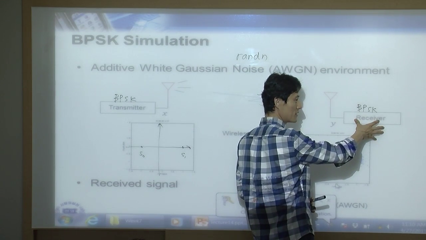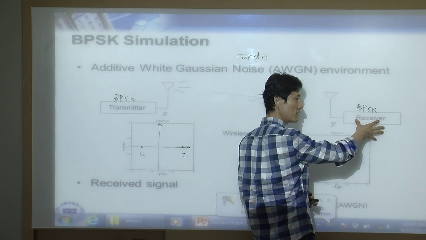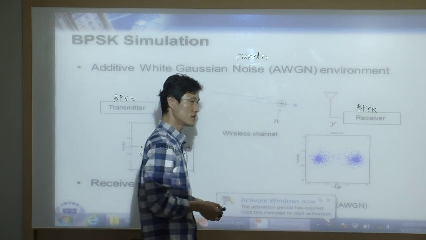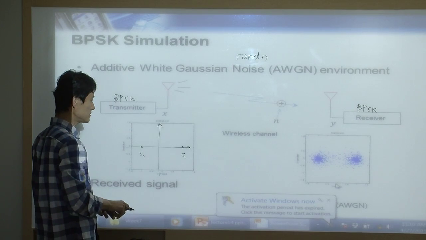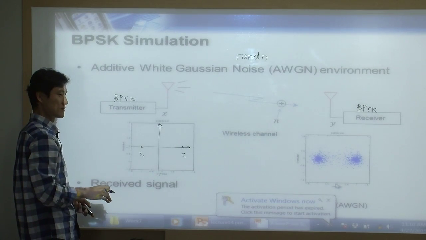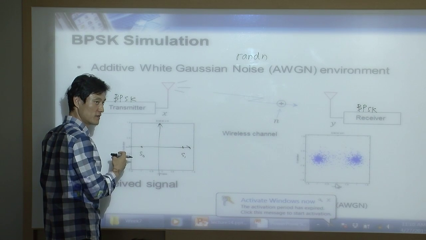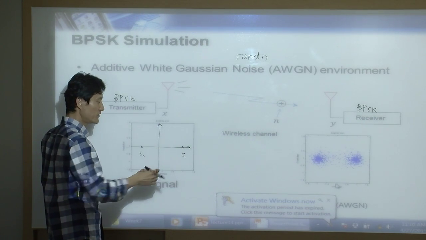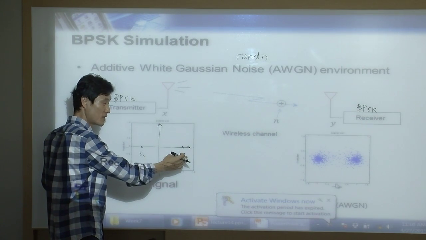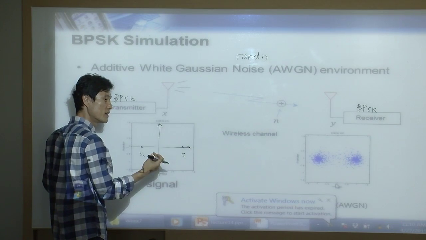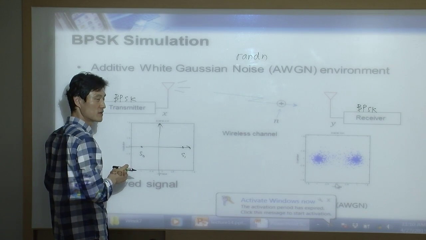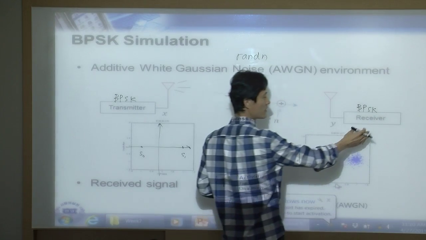Inside the receiver, now you have to make a decision. And in BPSK, what's the rule for decision? The decision is: is it positive or negative? That's the only decision. If it's positive, then you decide S1. If negative, S0. It's as simple as that. That's what you have here.